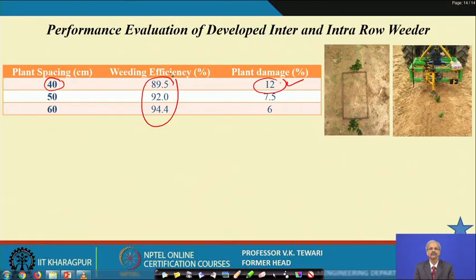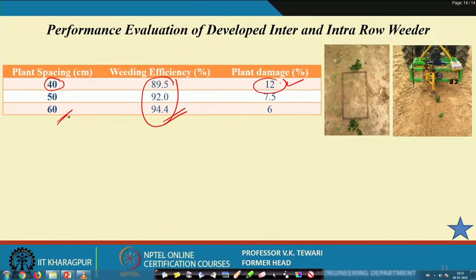But in this case, where we are having both inter and intra row, it goes as high as about 94.4% when the spacing is slightly higher. Yes, we are talking about higher spacing because with higher spacing rows you can use it particularly for orchard crops and all that, and it will give you a better performance.